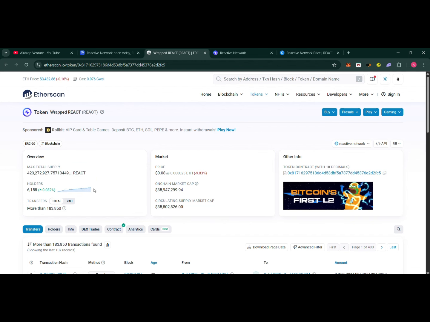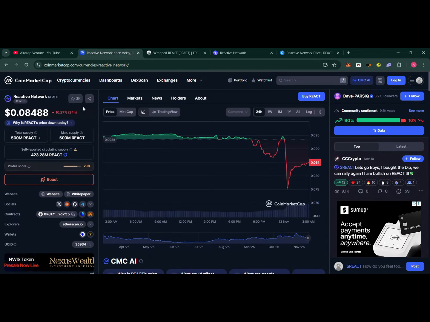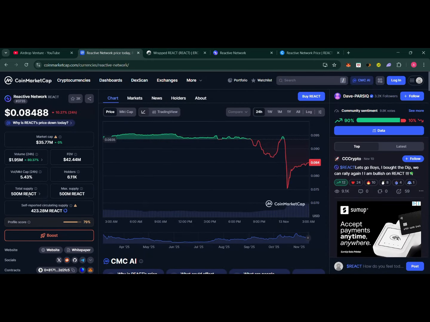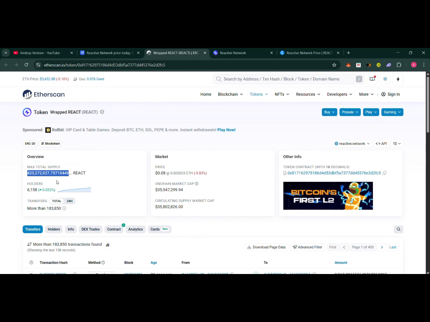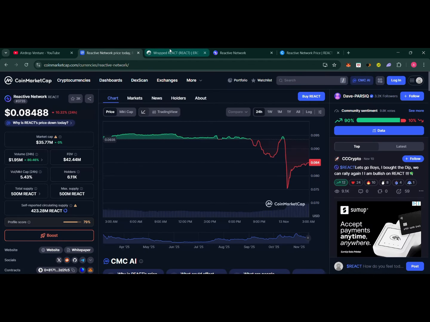The max total supply that you see here is nothing but the circulating supply, so don't get confused. On CoinMarketCap, it would say total supply, that is 500 million React. That's the total supply. And if you look at the circulating supply, it's 423 million. If you go to Etherscan, you would see that here. So that is the circulating supply, not actually the total supply. Just be mindful of that information that I shared.